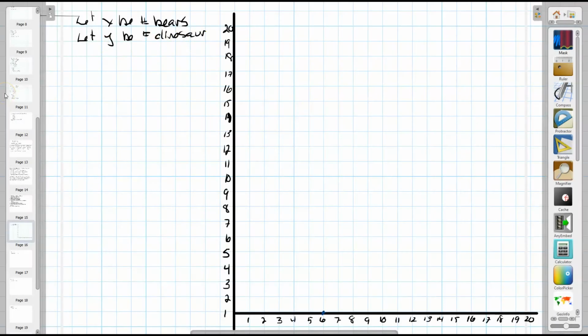We start off with the variable definitions. We let x be the number of bears, and we let y be the number of dinosaurs. Then we look at each of the constraints.